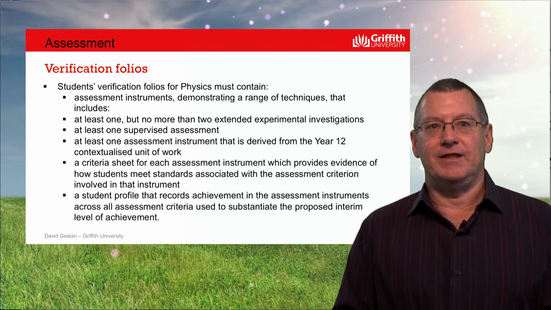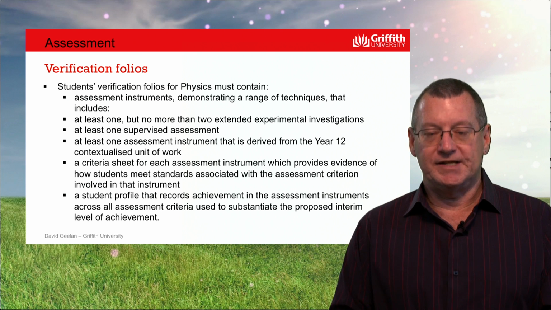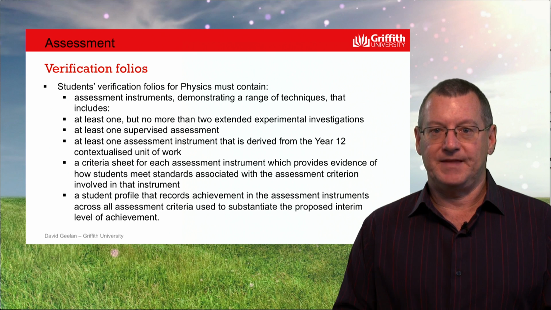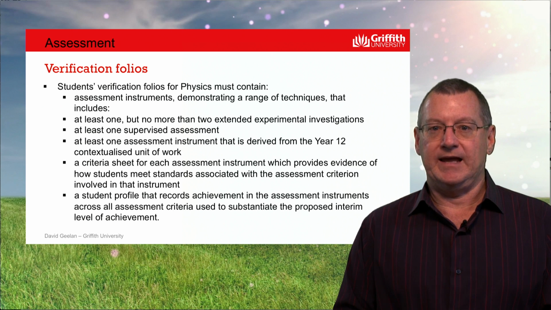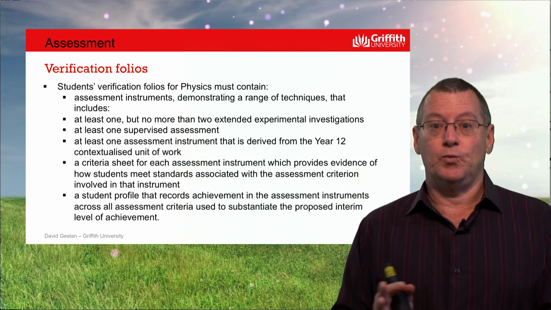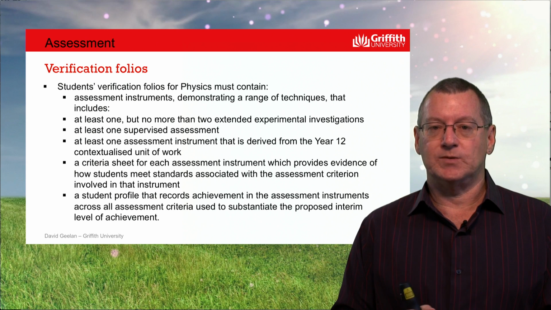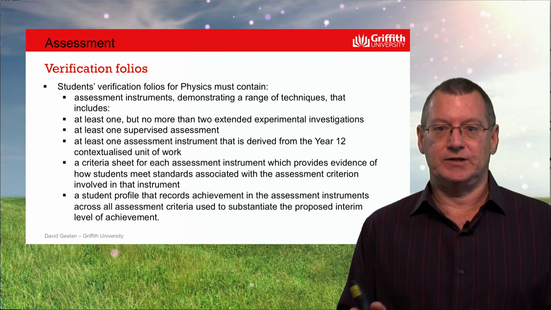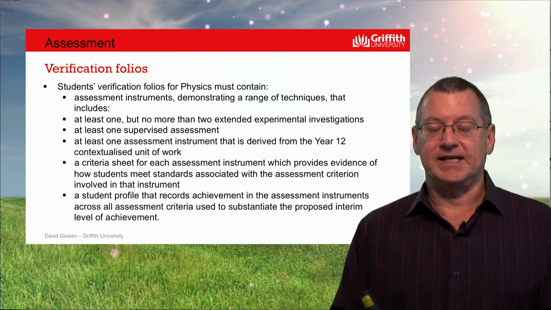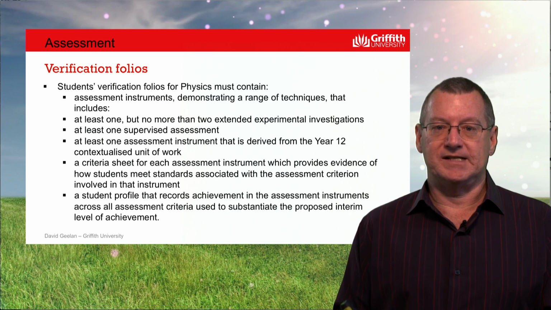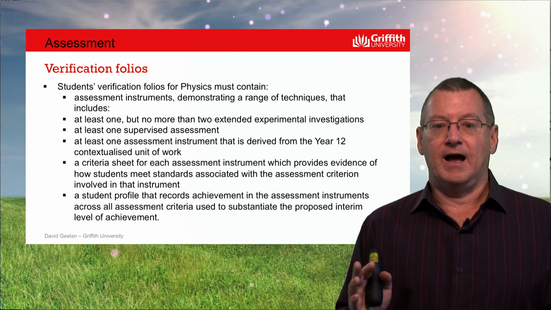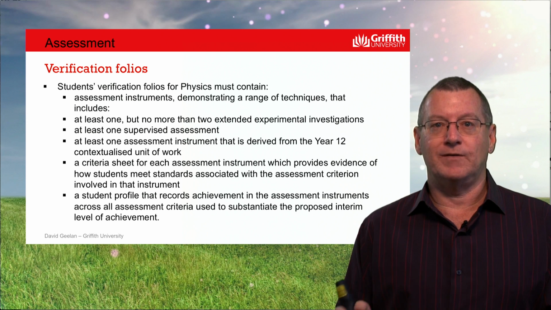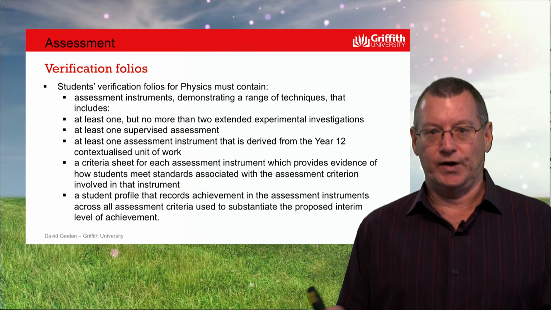So here are the bits that are in the verification folio. Your assessment instruments that you've used across the 2 years: at least 1 but no more than 2 EEIs. So you're required to do 1 EEI at year 11 and 1 at year 12. You could do more if you wanted to, but you can't include more of them in the folio, just 2 as a max. But you have to have at least 1. At least 1 of your supervised assessments, tests, quizzes, and so on. You could include more.